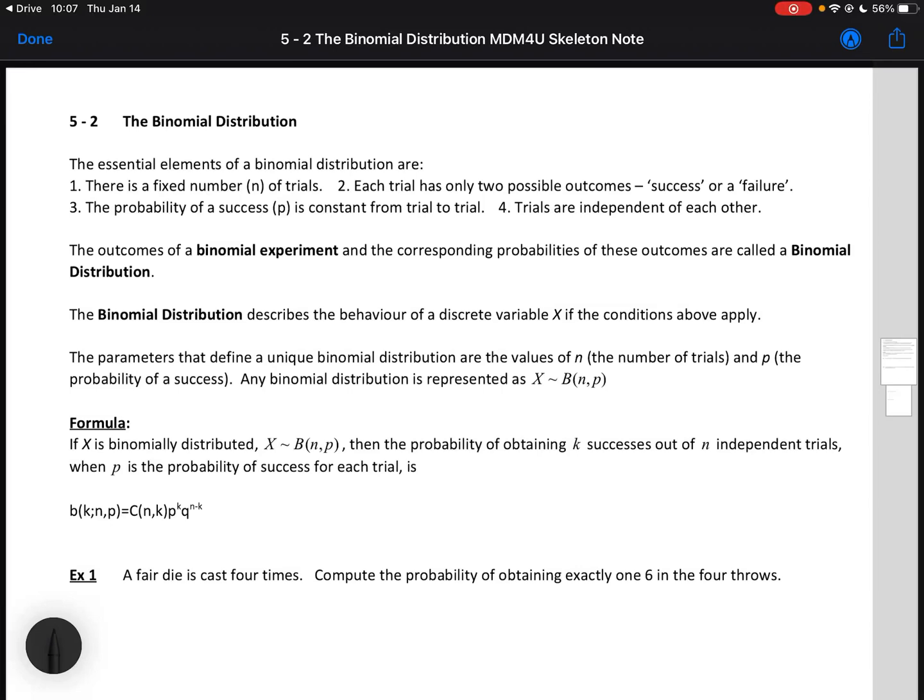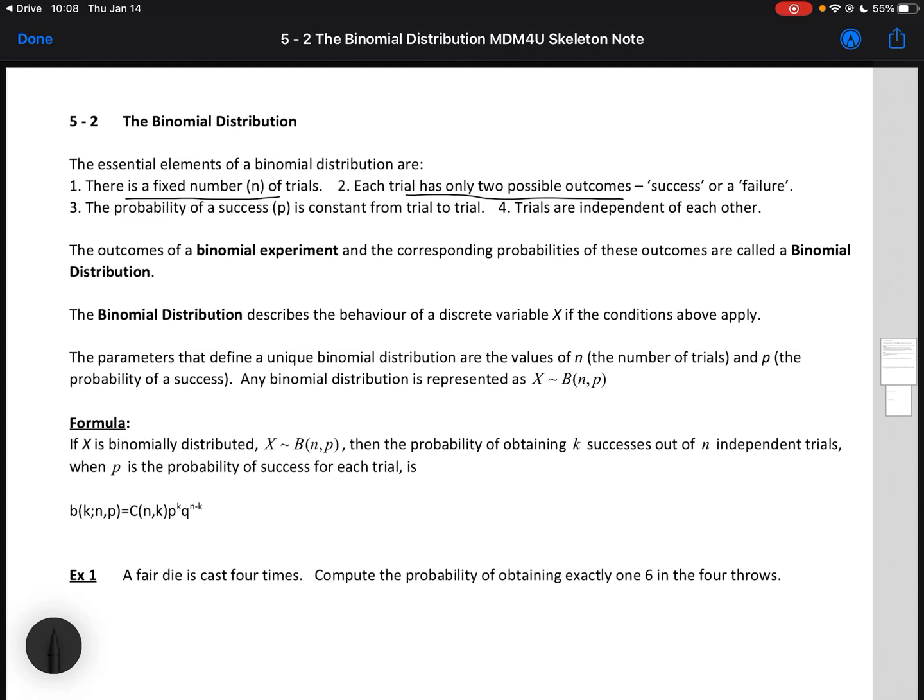This video goes over the binomial distribution, some key characteristics, and a few examples of how to apply it. So first of all, the essential elements of a binomial distribution are: there's a fixed number of trials. Each trial has only two possible outcomes, a success or a failure. The probability of success is constant from trial to trial, and the trials are independent of each other.